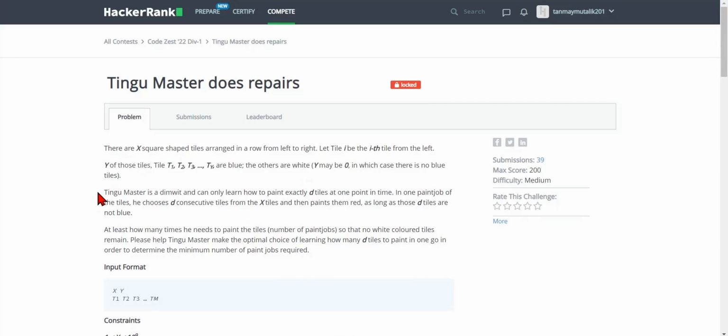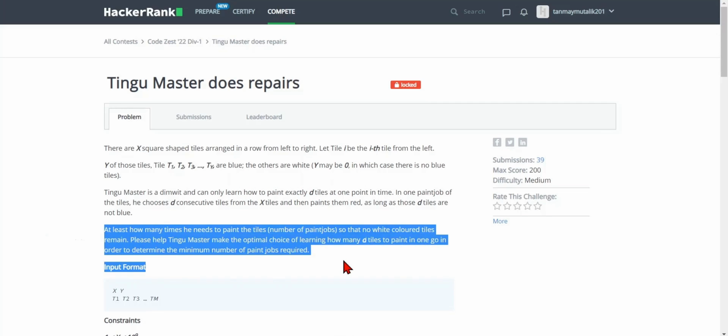Now the condition given to Tingu Master is that he has to paint exactly D tiles at one time. That is, one paint job includes coloring D tiles at one time. D can be any number of consecutive tiles, but the consecutive tiles should not include blue tiles. So Tingu can color only consecutive white tiles. We need to fix a value D, and in each paint job he can color D white tiles.